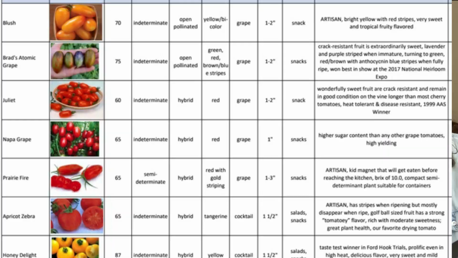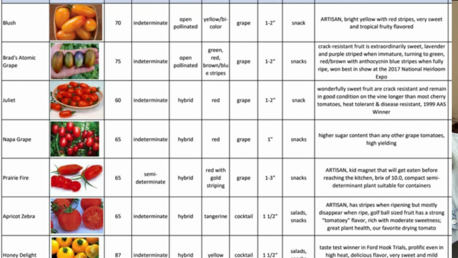We just have a variety of different grape tomatoes. We have a couple of red ones, a smaller one that's a Napa grape, and one that's a little bit longer of a red one, that's Juliet. Juliet is also an AAS winner. It's been around for about 20 years. It's a really good standard grape tomato that a lot of people really like.